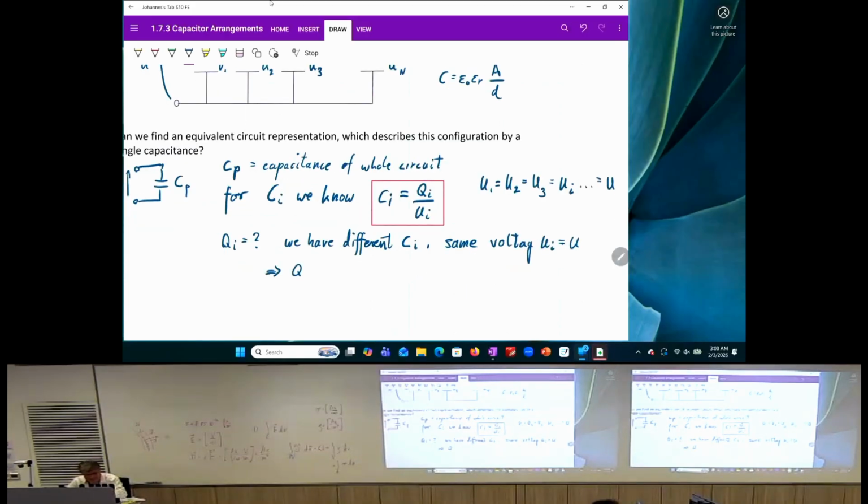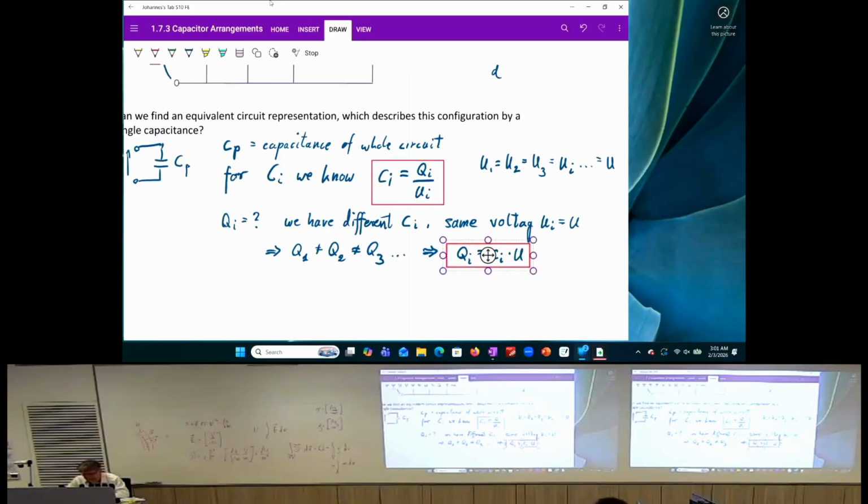Since the capacitances are different, we can also say that the charges are different. Q sub 1 will not be the same as Q sub 2, will not be the same as Q sub 3 in general. However, Q sub i will always be related to the voltage and the capacitance. It will be C sub i times U. So now we have these two aspects.